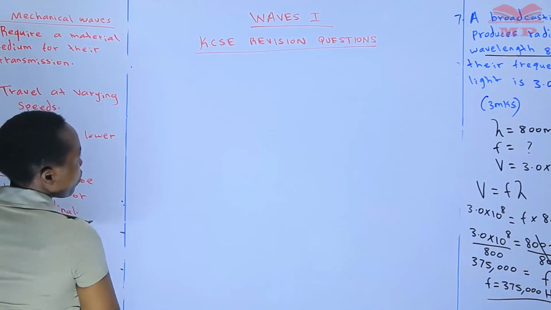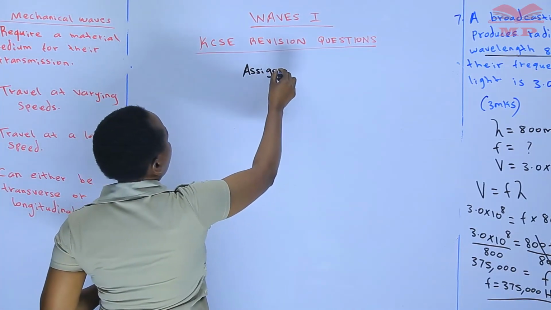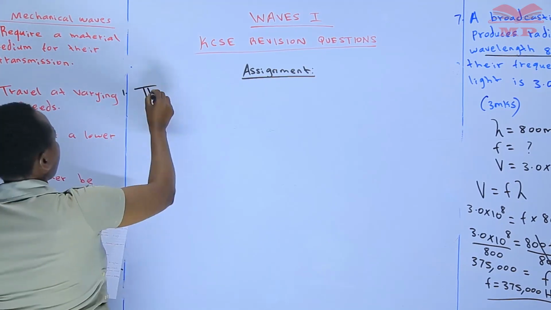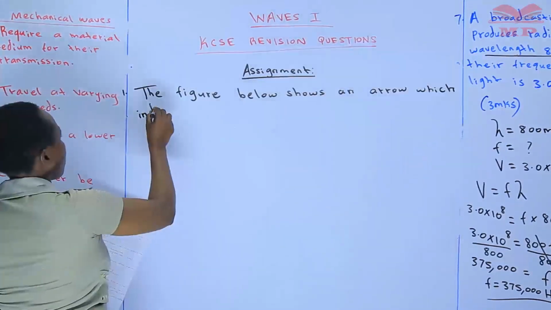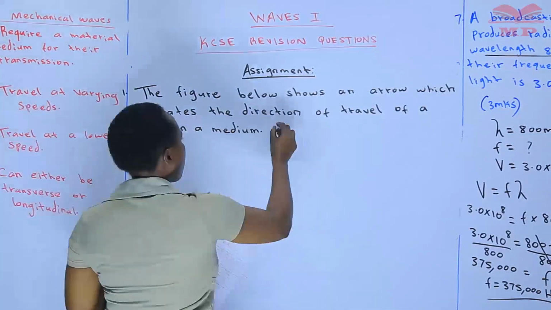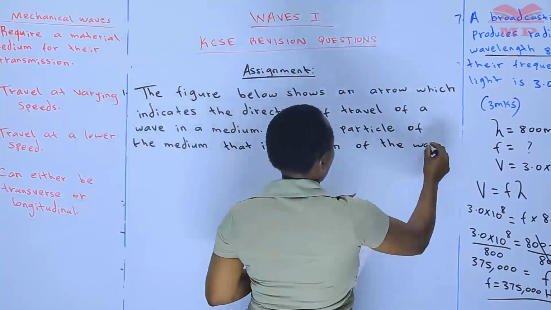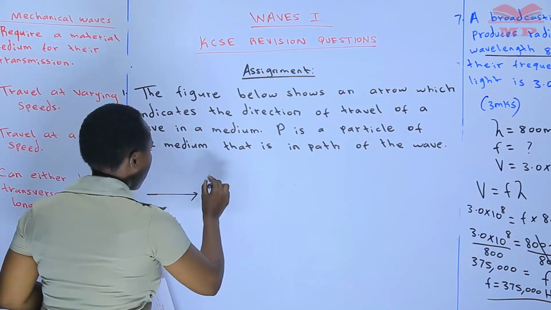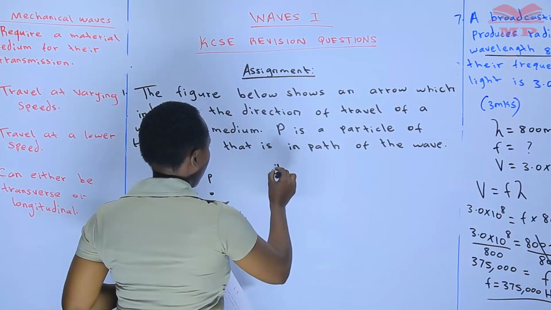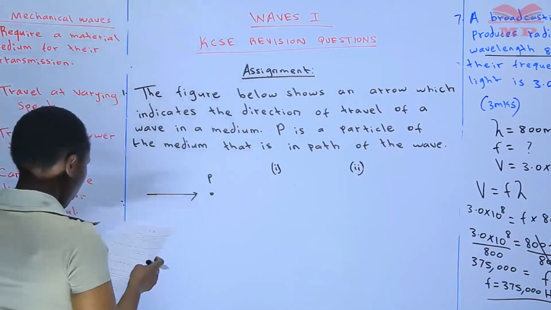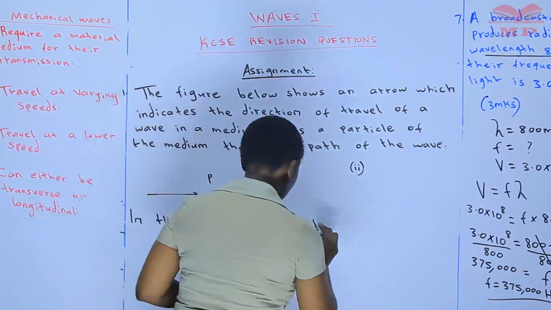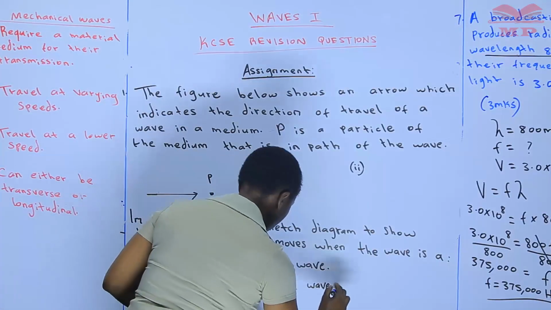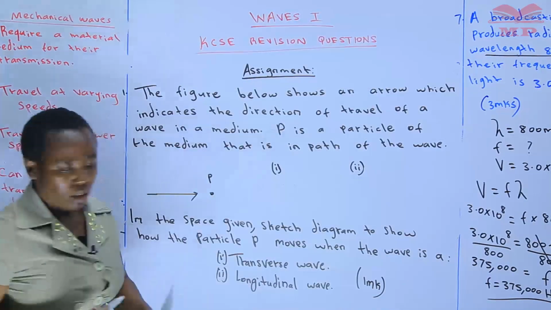So an assignment here for you. I can give you a few questions. Number 1. So that is the arrow. This is the particle here, P. So here we have Roman 1 and Roman 2. And the question is as follows. And the question is carrying 1 mark.